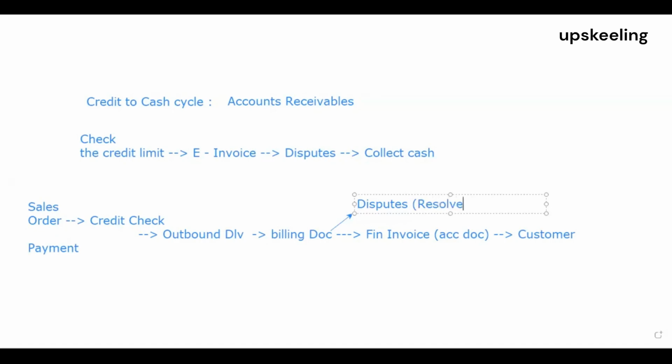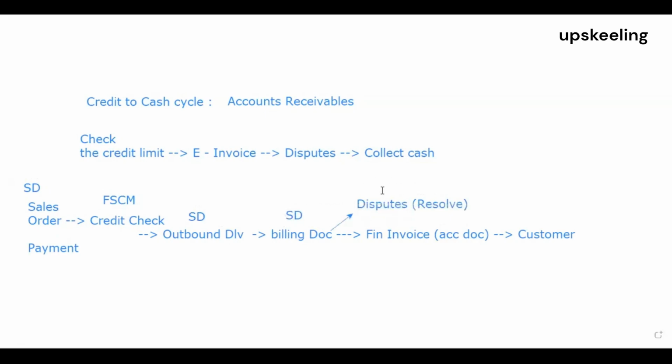And now what's happening here? There are multiple activities. This is a sales order activity. This is related to the SD module. Now credit check is something related to financial supply chain management, called the FSCM module within the SAP system. And outbound delivery is again related to the SD module. Billing document is related to SD.